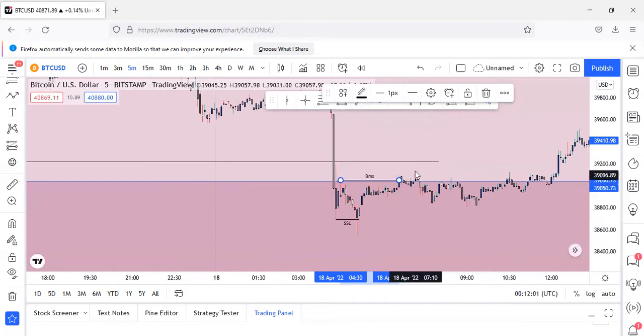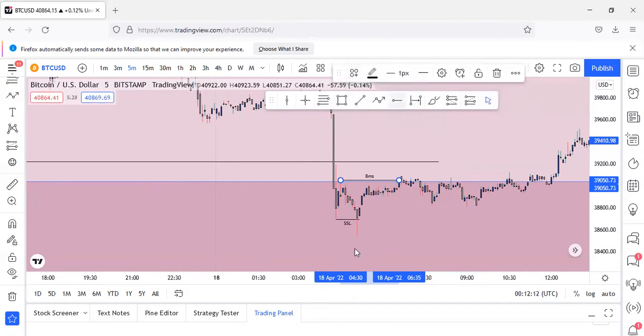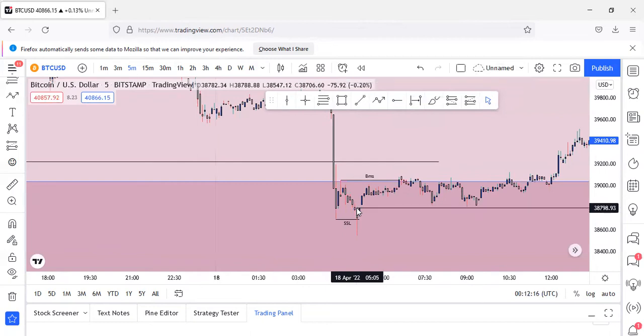I was like, I want more structure to be broken because this one is not really clear to me. So when I see that it was broken like this, then I use this 5 minute order block right here. You can see this is where I catch my entry. Then I enter right from here, I set my entry right from here.